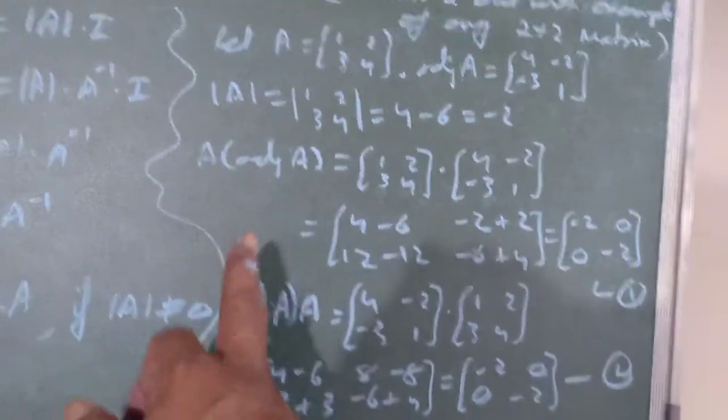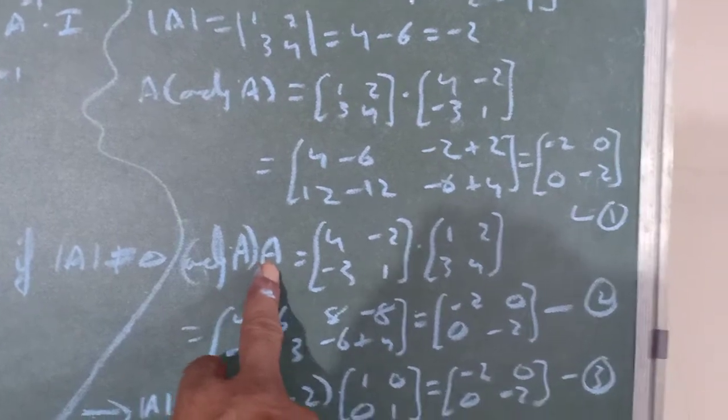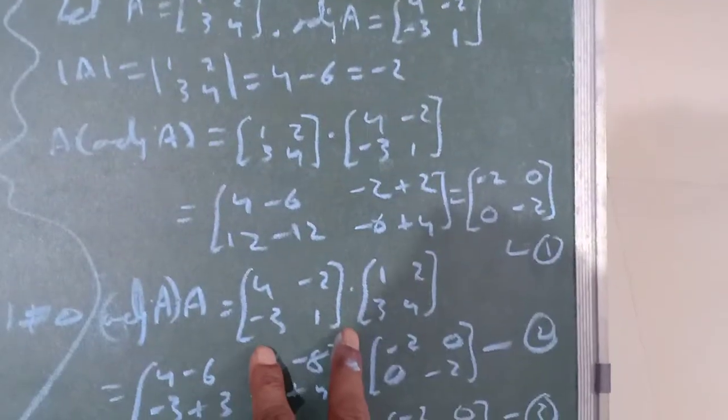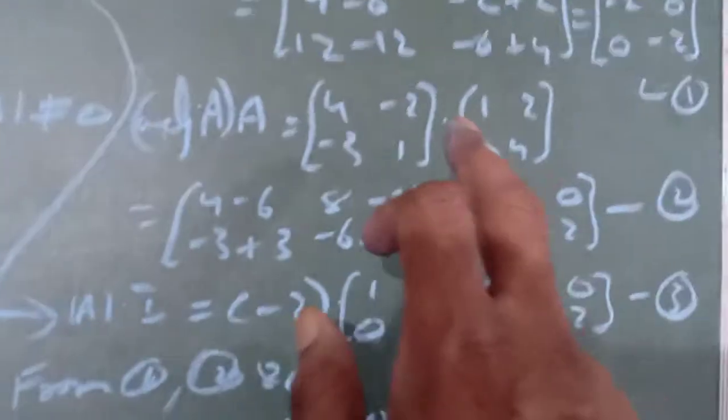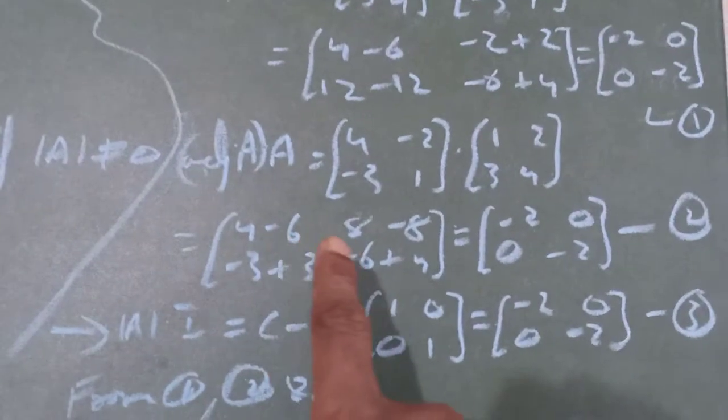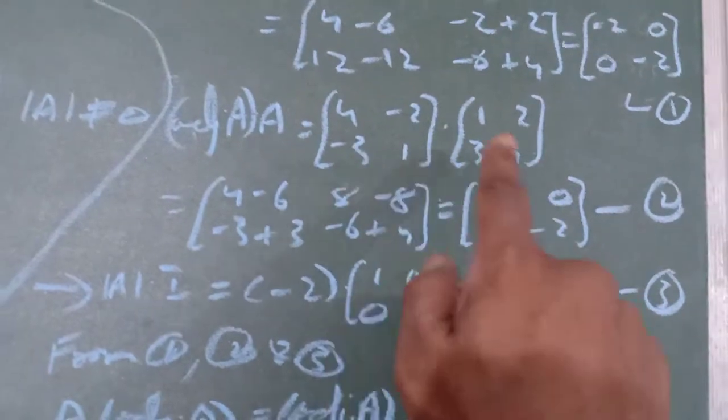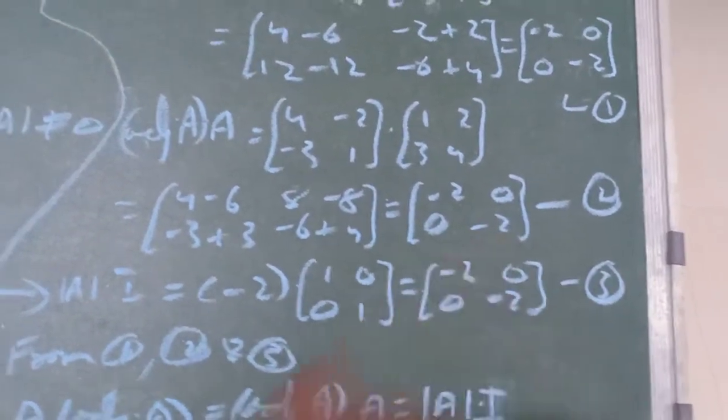Then you take adjoint of A into A. Adjoint of A is what? [4, -2; -3, 1] into [1, 2; 3, 4], 2 cross 2. Doing the multiplication, we get the same matrix, [-2, 0; 0, -2].